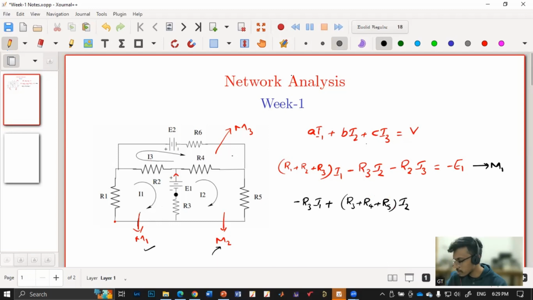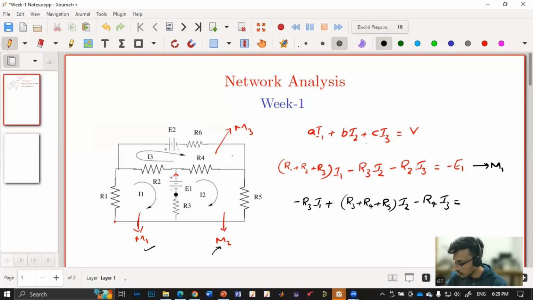And what will be the coefficient of I3? Minus R4. Yes, because R4 is shared among mesh 3 and mesh 2. So the coefficient of I3 will be negative of that resistance. It is minus R4 into I3.